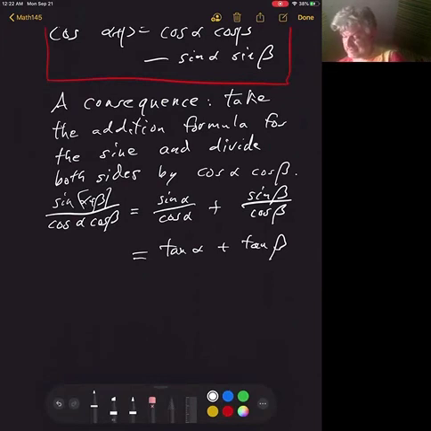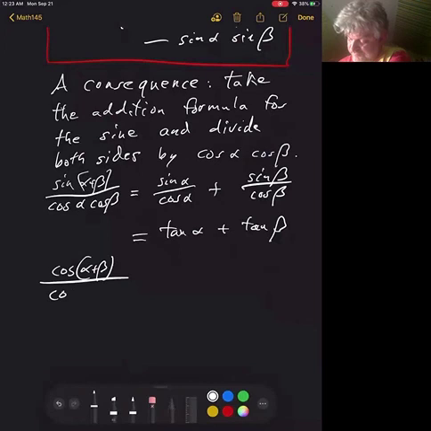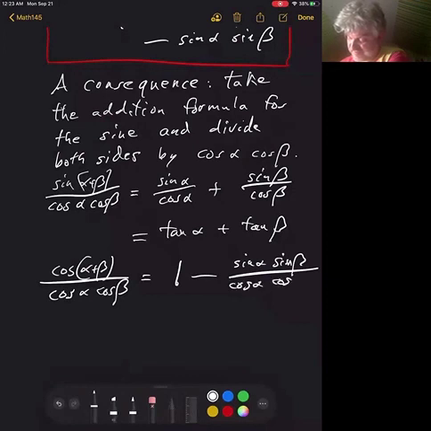Next, let's divide cosine of alpha plus beta by the same amount. So that gives me cosine alpha cosine beta divided by that, that's 1, minus sine alpha sine beta divided by cosine alpha cosine beta. That's 1 minus tangent alpha tangent beta.